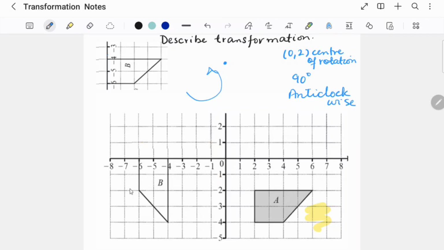So I've told you each and everything. If you have to describe, you just write down: rotation, the center is (0,2), the angle is 90 degrees, and the rotation is anti-clockwise. So this was the complete answer. One question I told you with the help of the ruler, now I'll tell you with the help of the compass.